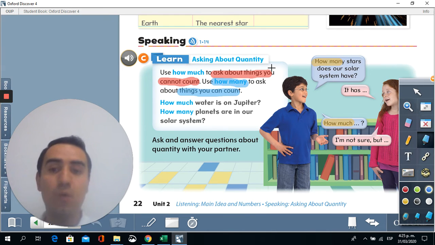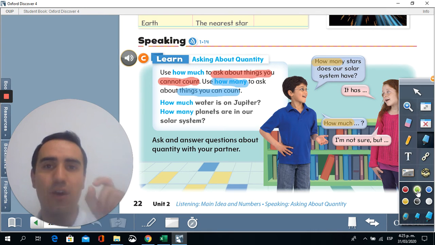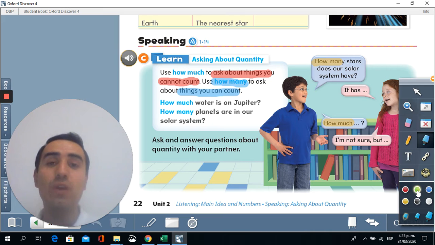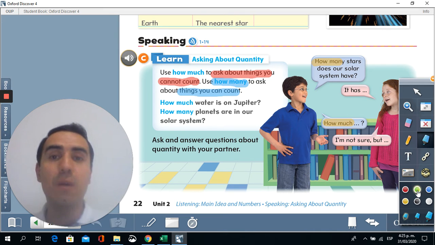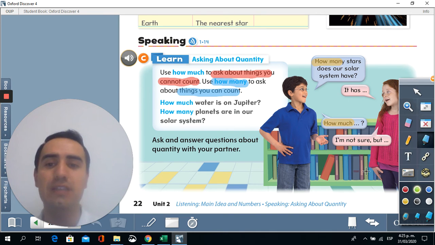So as you can see, we use how much for things we cannot count. They are big amounts of things that are usually very small. And we use how many to talk about things that we can count. So let's see the example that we have here in the book.